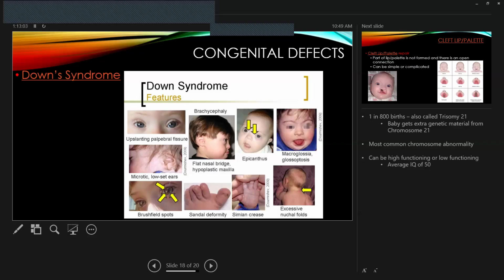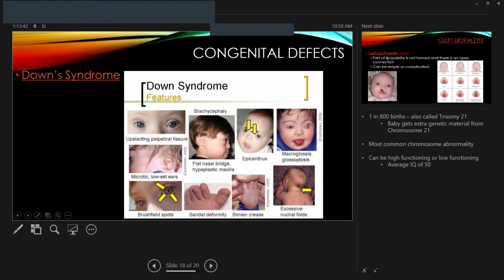People with Down syndrome can be high functioning all the way down to low functioning. But across all people with Down syndrome or trisomy 21, they have an average IQ of 50. So there are some very low functioning people with Down syndrome, and some extremely high functioning people. This picture right here shows some of the physical or outward appearance aspects that you can see in patients with Down syndrome.